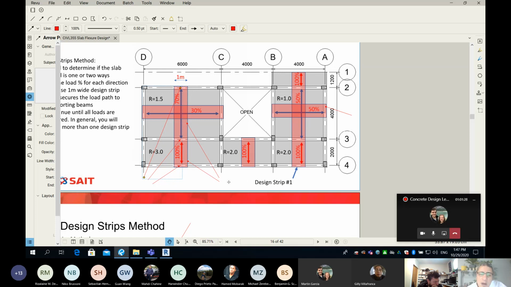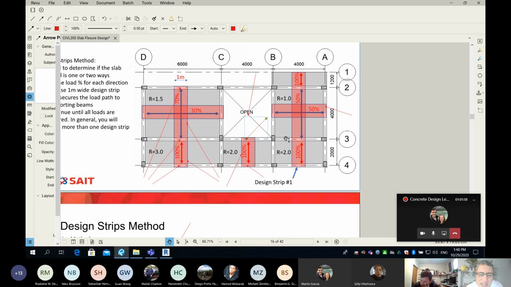Now, let me ask you, how about this one here? Is it continuous 2 spans or 1 span? What do you think? 1 span. Why is that? Because please don't be deceived, this is open. There's no slab in here, so my slab is not continuous. It ends here. So we have 2 support points, 1 support point here, another support point here. So this design strip is simply supported between the 2 beams.